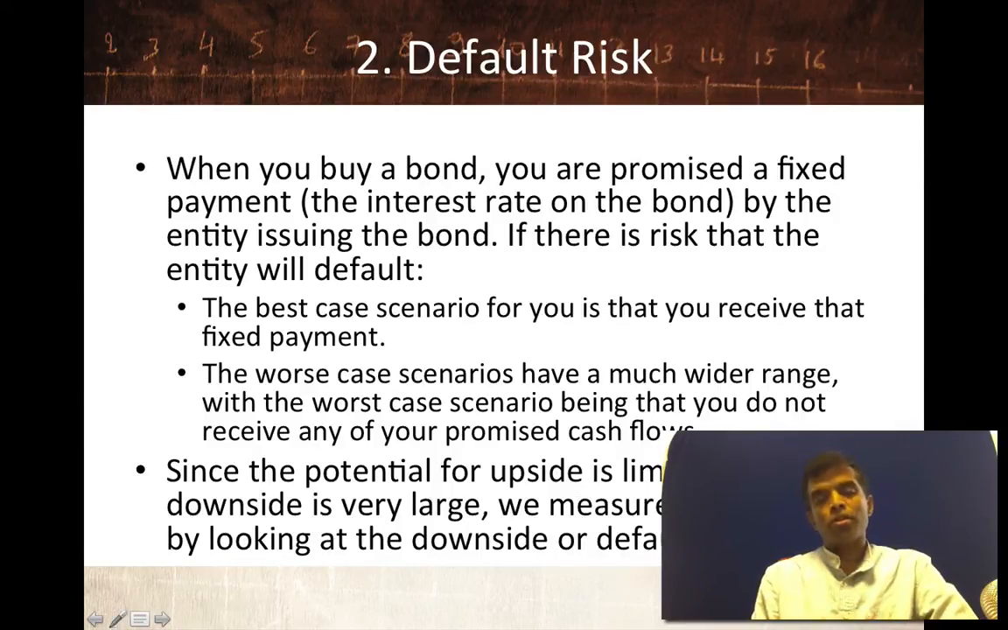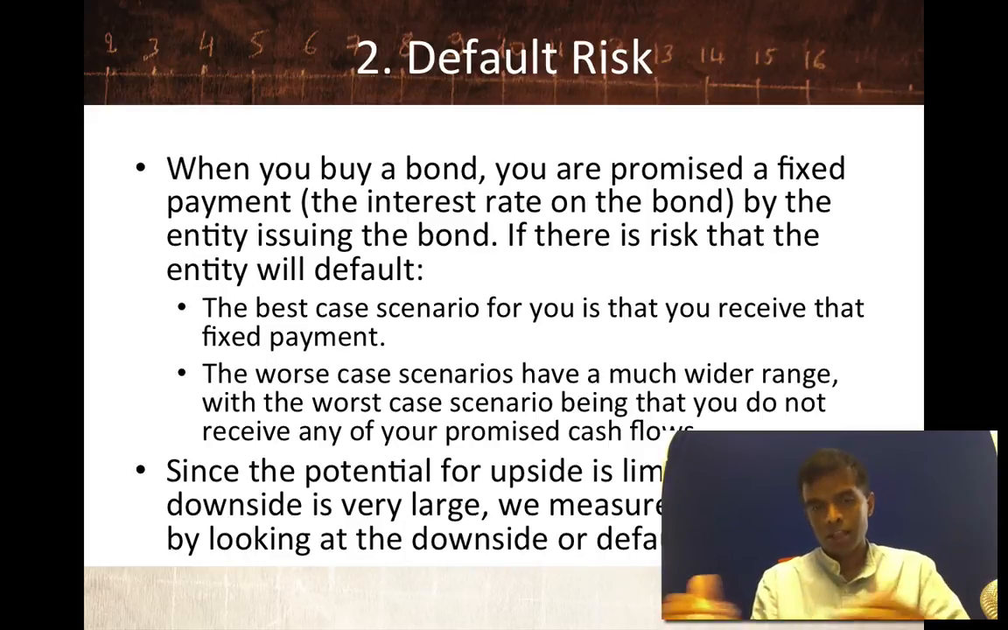There's a second risk though. When you buy a bond, there's an entity out there promising to make those fixed payments. If that entity has no default risk, you're guaranteed the payments. But if that entity has default risk, if it's a corporate or a sovereign that you don't trust, then there is a chance you will not get your payments, right? Your best case scenario is you get your promised payments. That's your best scenario. But there are lots of worse scenarios.